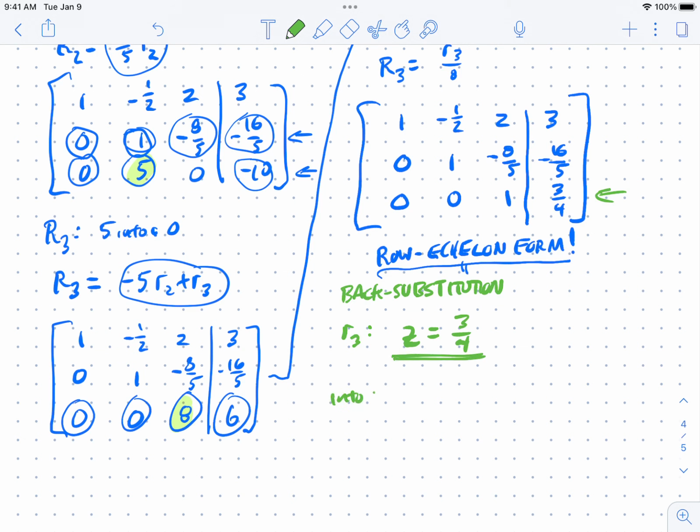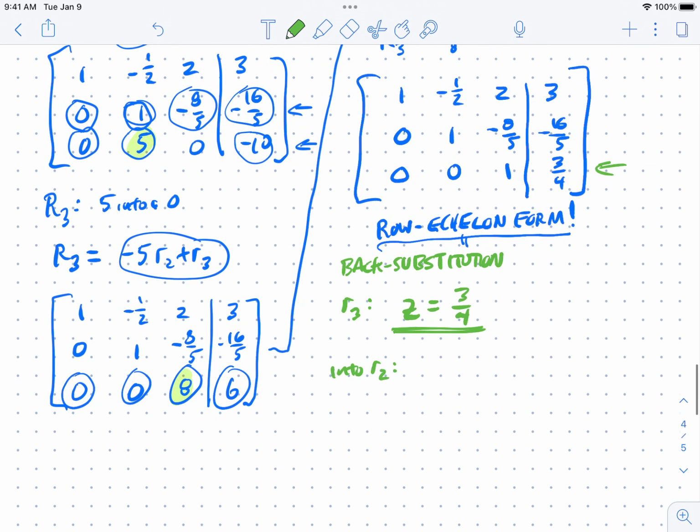Put that into row 2. You always back up one level at a time. So I started there, take that answer up to here. So I got 0x plus 1y minus 8/5 times z, which is 3/4, is equal to a negative 16/5. Well, let's see now. I can cancel the 4 into the 8 twice. So I've got y equals negative 2 times 3 is a negative 6/5.